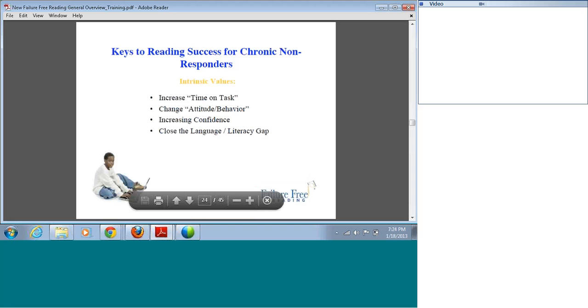All right, and then I like to talk briefly about the intrinsic values, because I am a firm believer that if you don't inspire or motivate students, if you don't change attitude, if you don't engage them in a way that they want to work more consistently for longer periods of time, then we can't really get to the other stuff. We can't get to the skills if the instructional approach that we're using and the materials that we're using doesn't cover these 4 very important bullet points.